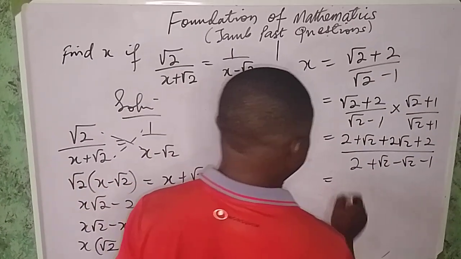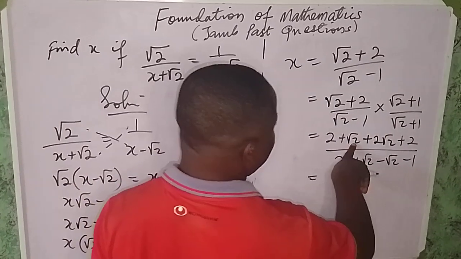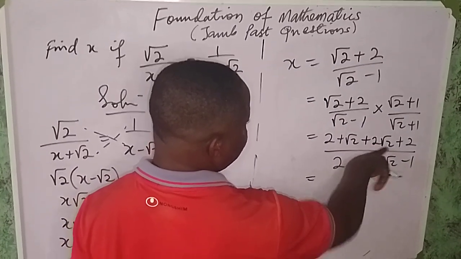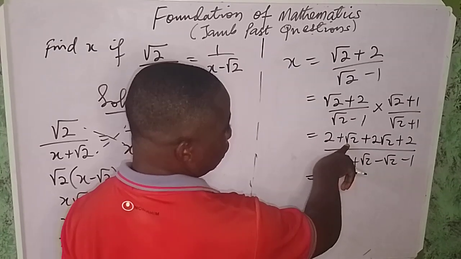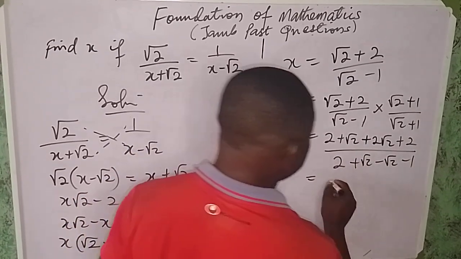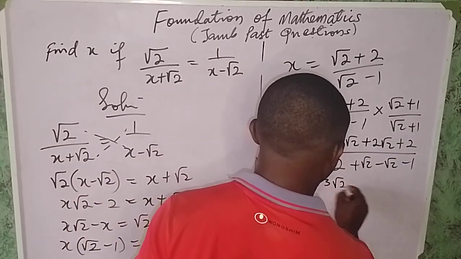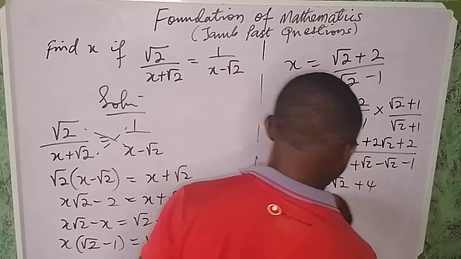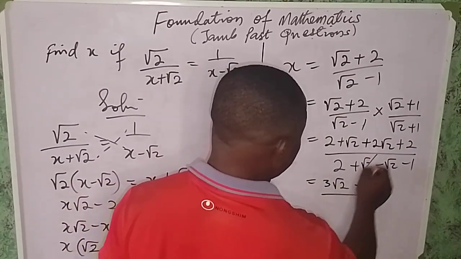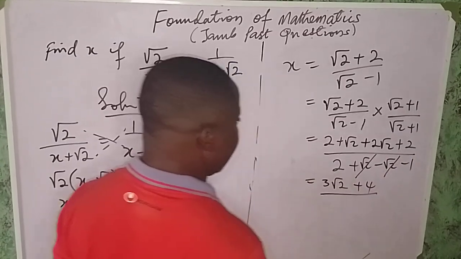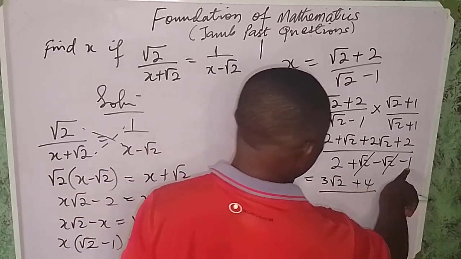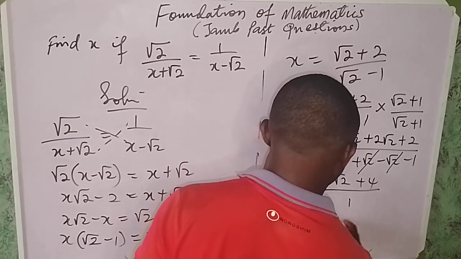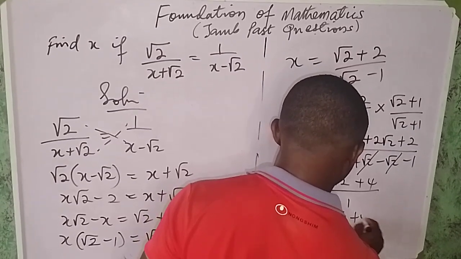Okay? So from there, look at this, square root of 2 plus 2 square root of 2. This is like saying 1 square root of 2, then plus 2 square root of 2. That will give us 3 square root of 2. Then 2 plus 2 will give us 4. Divided by, of course, square root of 2 minus square root of 2 is gone. Then 2 minus 1, of course, that is 1. So that means the answer is simply 3 square root of 2, then plus 4.